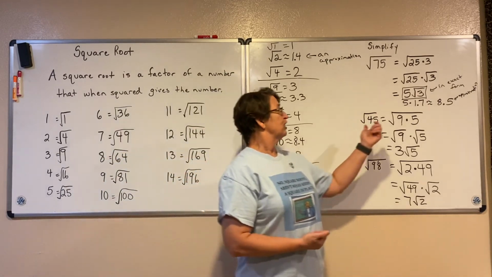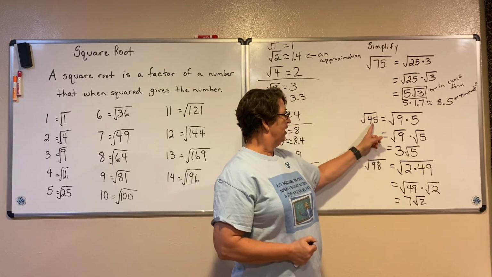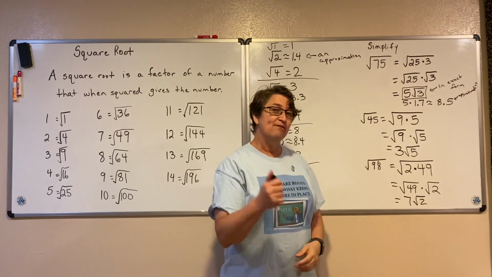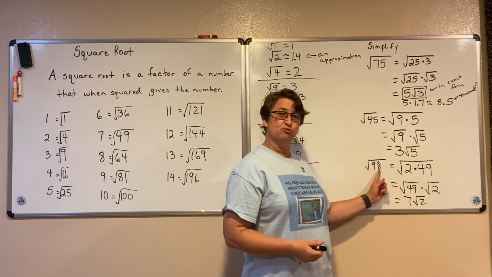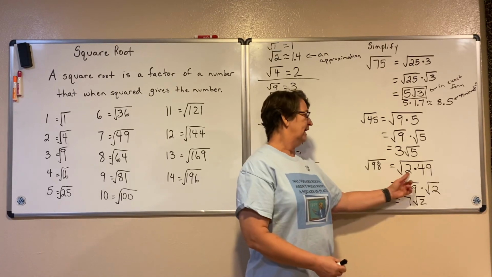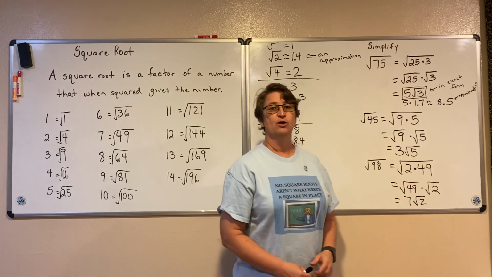So to simplify your radical, you can look for a perfect square that divides into it. If you're having trouble finding the perfect square that goes into it, sometimes just start dividing by something you know goes into it and see if a perfect square doesn't just pop right out at you. So there's a little bit about square roots.